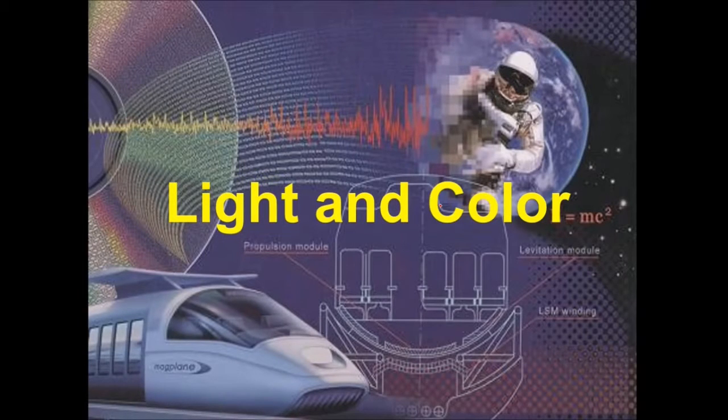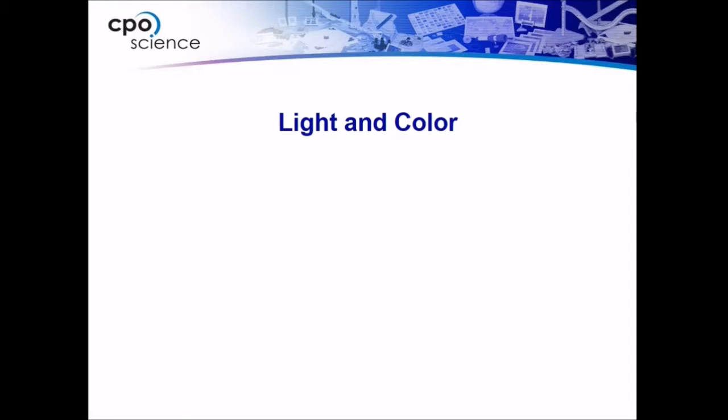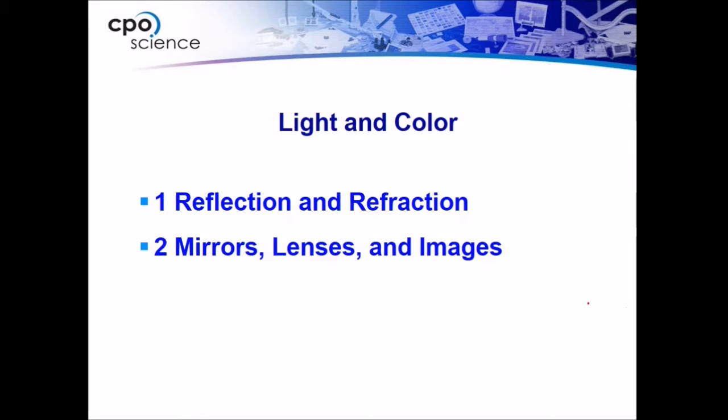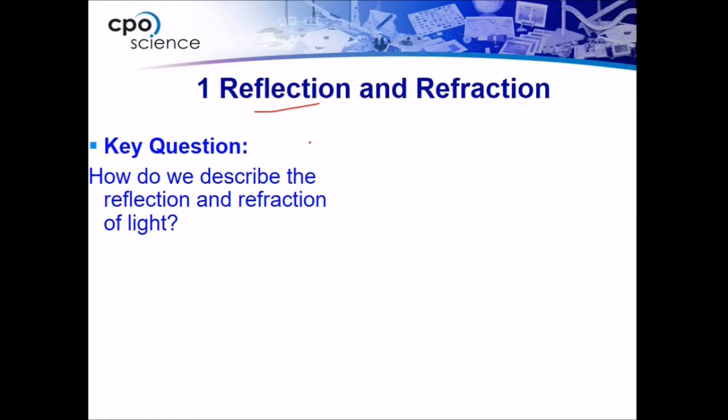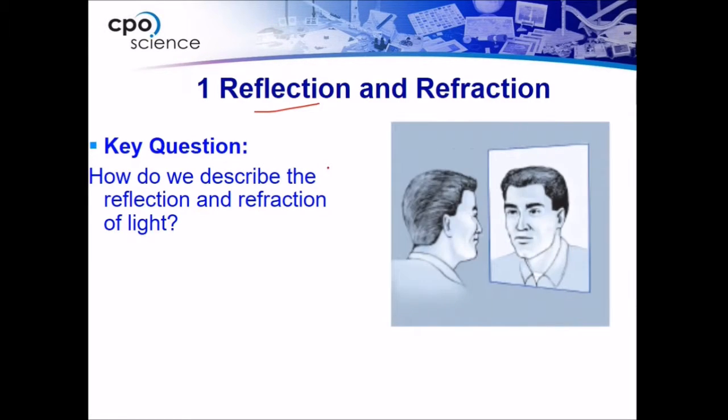So let us talk about light and color. We'll see reflection and refraction, mirrors, lenses and the images, and the optical systems. So start with reflection and refraction. The key question is always, how do we describe the reflection and refraction of light? This is how you see yourself in a mirror, and this is only possible because of reflection of light.